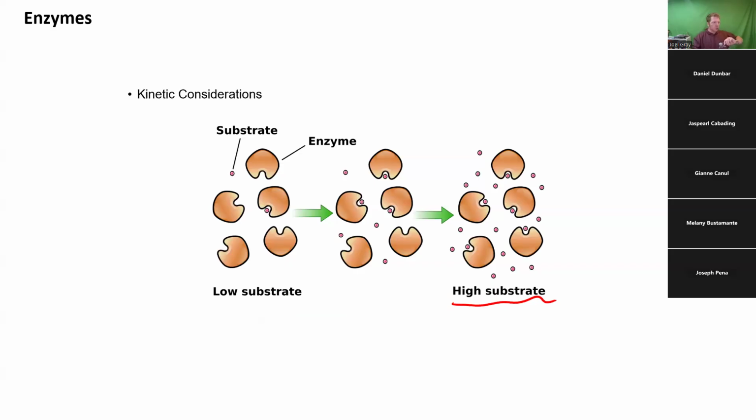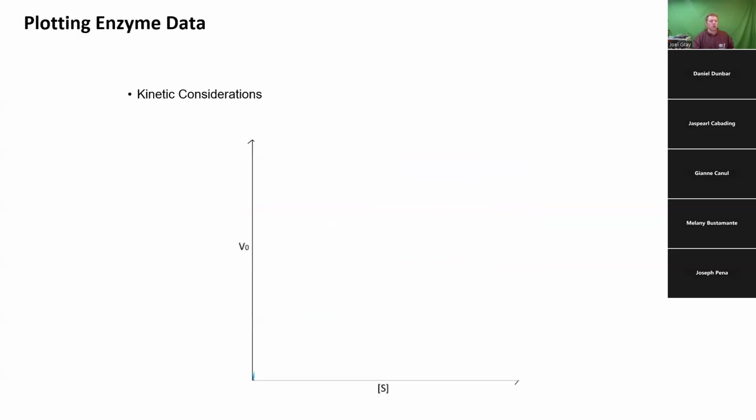Okay, so whenever you're studying an enzyme, you'll vary substrate concentration, but you'll basically never vary your enzyme concentration. What that is ultimately going to look like is plotted on a graph that looks like this. Here, our y-axis is v sub 0, our initial velocity, and our x-axis is the substrate concentration.